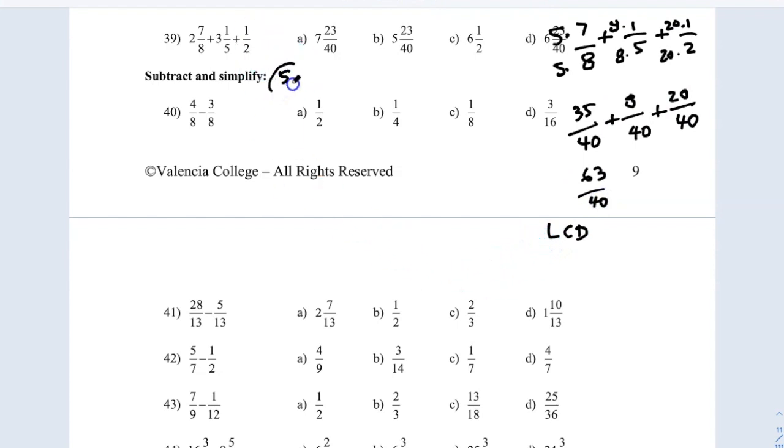Remember that I have 5 whole units. But again, 63 over 40 is an improper fraction. I have to divide.